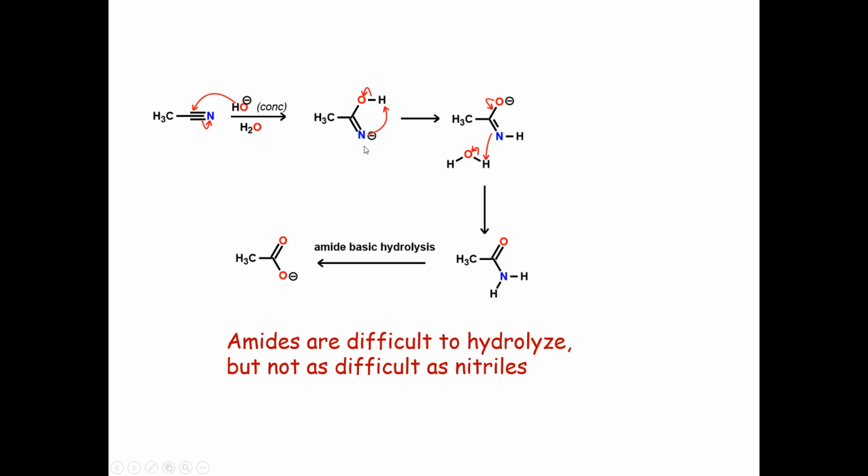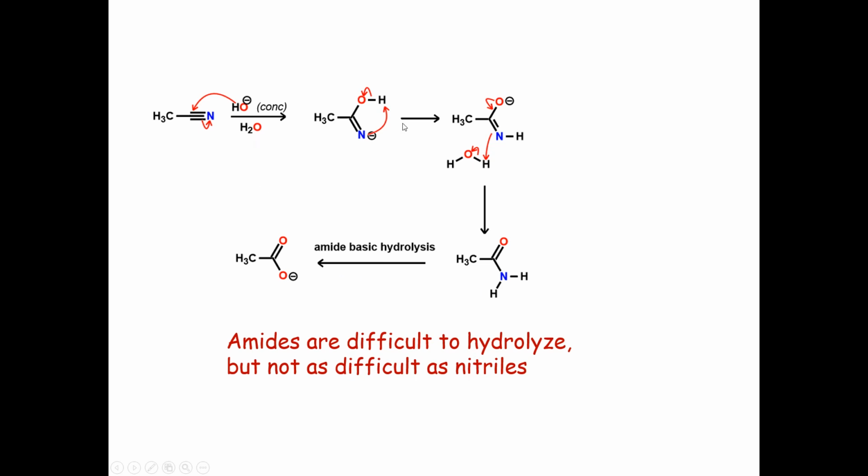You immediately get a transfer of the proton to give this species, which is similar to what we saw before. The previous one looked like a nitrogen analog of an enol. This one's a nitrogen analog of an enolate. That's very basic. It'll pick up the proton from water, go to the amide. And again, amides are difficult to hydrolyze, but not as difficult as nitriles.